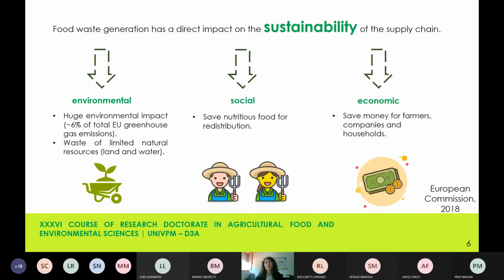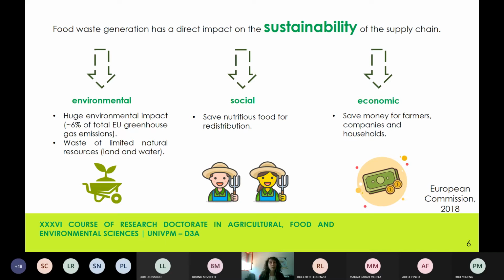Food waste generation has a direct impact on the whole sustainability of the supply chain from an environmental, social, and economic point of view. For the environmental aspect, obviously, if we waste food, we are contributing to greenhouse gas emissions. In particular, in the European Union, almost 6% of the total greenhouse gas emissions are related to agricultural wastes. As well, we are depleting non-renewable resources, like, for example, water, or we are contributing to land scarcity. For the social aspect, obviously, if we discard still edible food, we are contributing to world hunger.